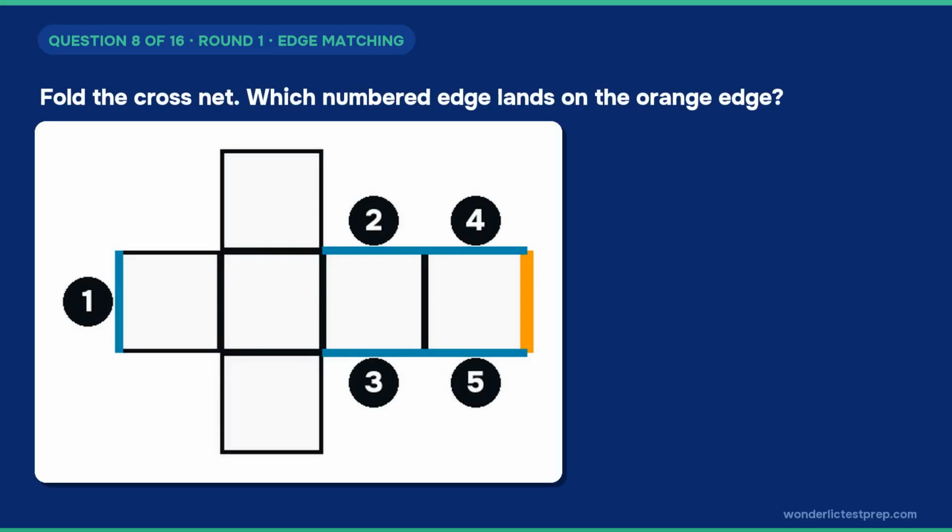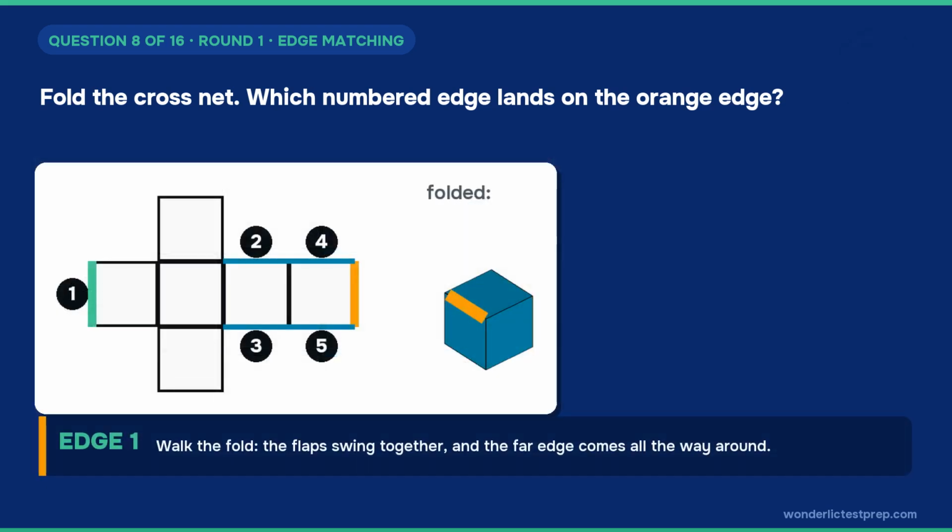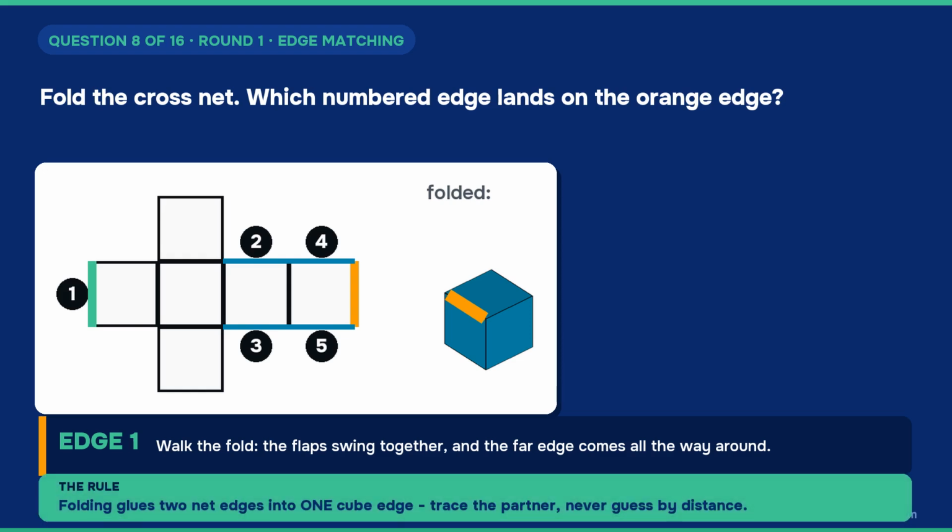Question 8. Fold the cross net. Which numbered edge lands on the orange edge? 10 seconds. A. Walk the fold. The flaps swing together and the far edge comes all the way around. The rule, fold glues 2 net edges into 1 cube edge. Trace the partner, never guess by distance.